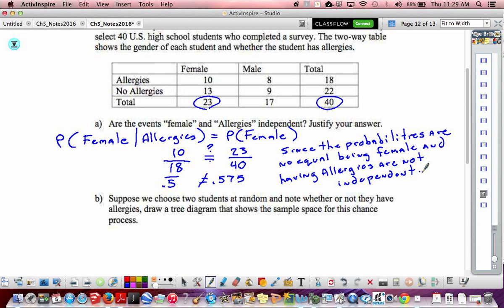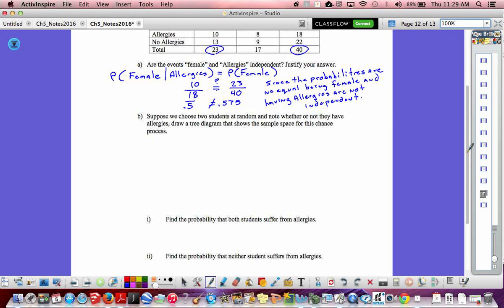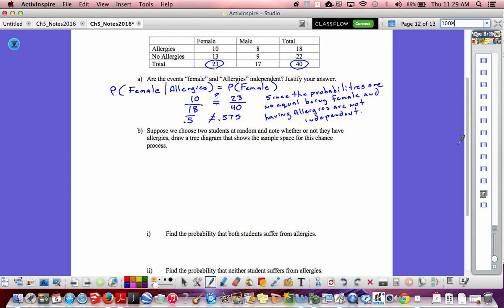Beautiful. I am going to shrink this a little bit so that I can still see the table and do part B. In part B it says, suppose we choose 2 students at random and note whether or not they have allergies. Draw a tree diagram that shows the sample space for this chance process. So what happens first is I'm going to draw the first student. When I select that first student, they either have allergies or do not have allergies.